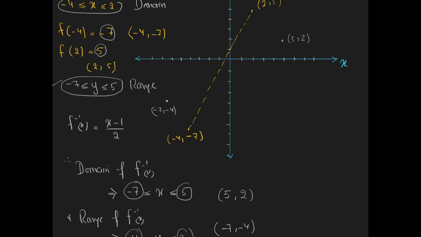You can see that for the function f(x) and the function f inverse x, the x and y coordinates are interchanged. For example, here x is 2 and y is 5, while here x is 5 and y is 2. Similarly here x is minus 4 and y is minus 7, while here for the inverse function x is minus 7 and y is minus 4. So drawing the line by joining these 2 points, we'll get the inverse function. So this one is the graph for f(x), and this is the curve for f inverse of x.